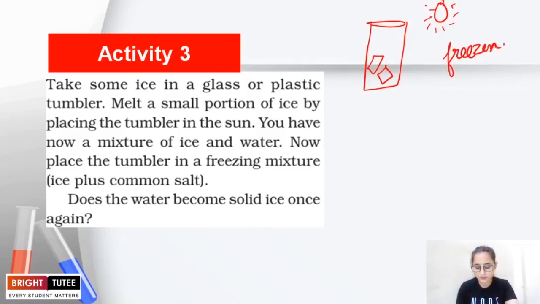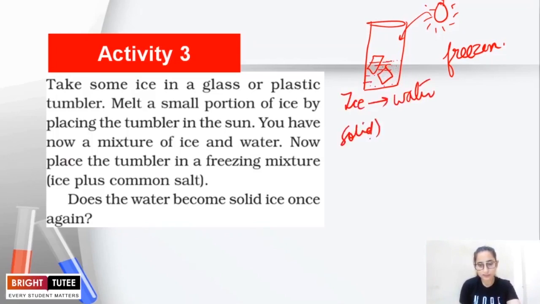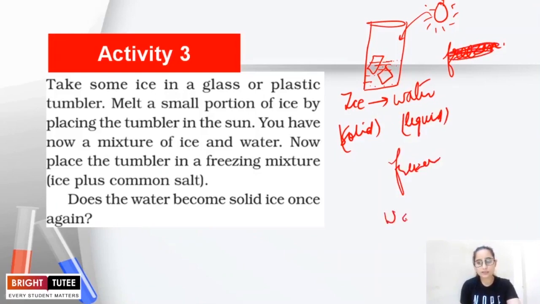When you put it under the sun, the ice melts to form water, right? So there is no ice left as such. It becomes water. So you obtained water from ice. This is the solid form of water and this is the liquid form of water, right? You obtained the different form. But when you put it into the freezer, the water then froze to form ice, right? So you obtained ice back again from water.